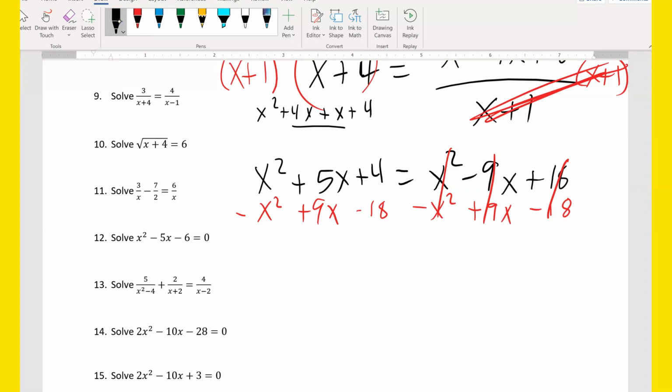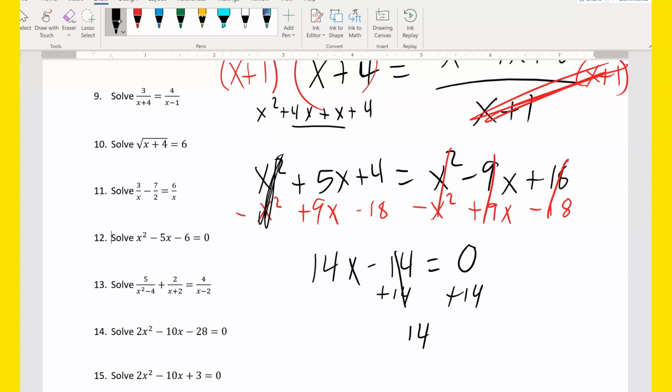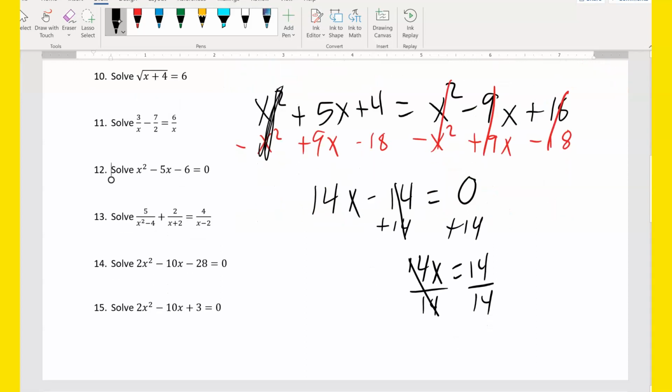So that the x squared minus x squared actually cancels out. So that's gone. 5x plus 9x gives me 14x. 4 minus 18 gives me minus 14 equals 0 on the right side. Now get x by itself simply by adding 14 to both sides. And you get 14x equals 14. Then divide by 14 to get rid of that right there. And we get x by itself. And x equals 1 is the answer.